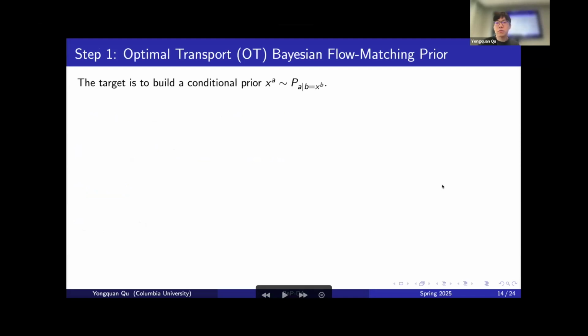So the first step is the target is to build this kind of prior. With this prior, we will be able to sample from the conditional probability given any background state. So the tool we're using is called the optimal transport based Bayesian flow matching prior.